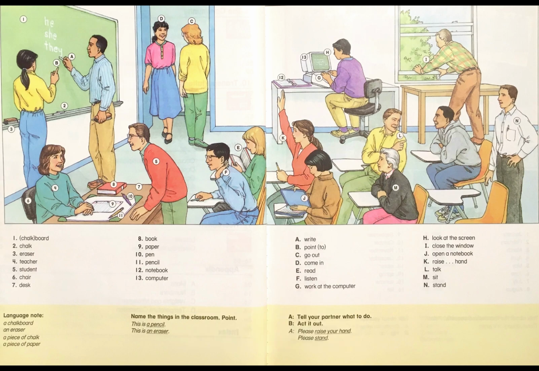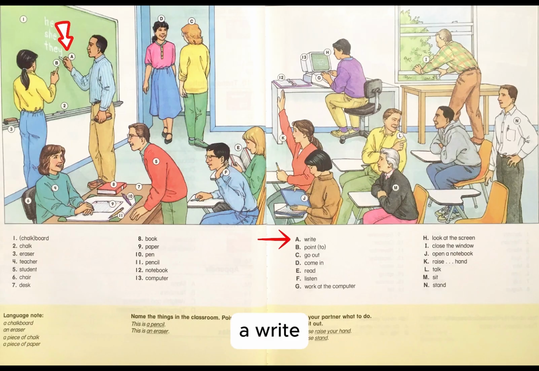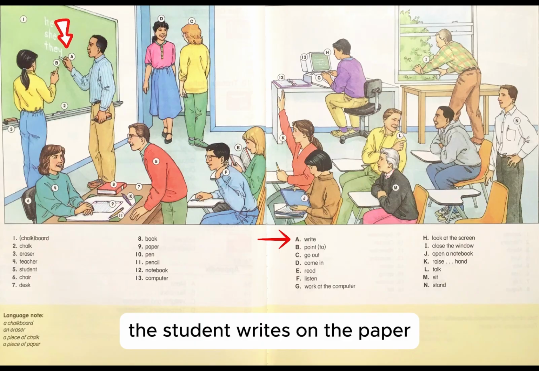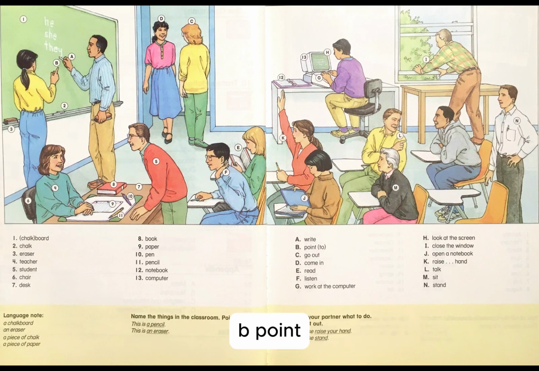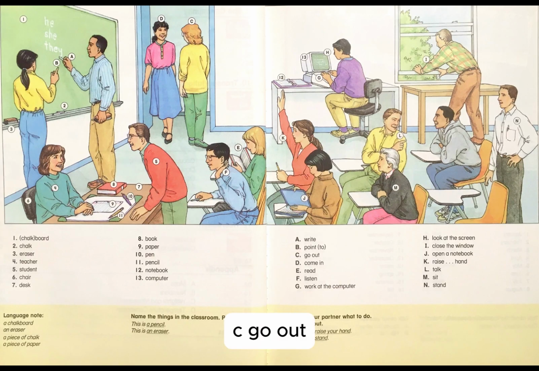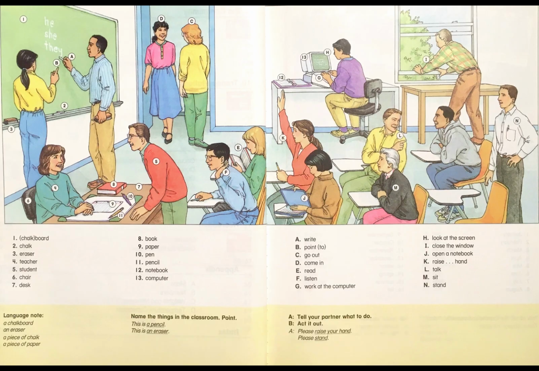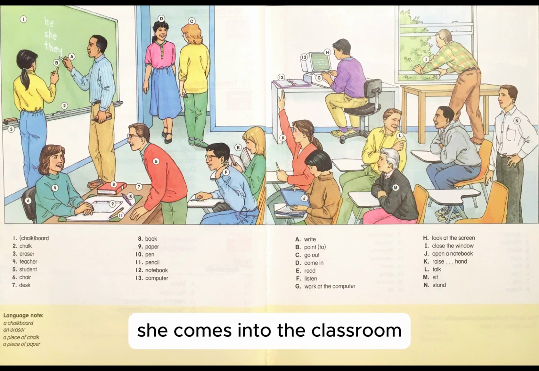Classroom actions. Now, let's learn some common actions in the classroom. A. Write. The student writes on the paper. B. Point. She points to the board. C. Go out. He goes out of the classroom. D. Come in. She comes into the classroom.